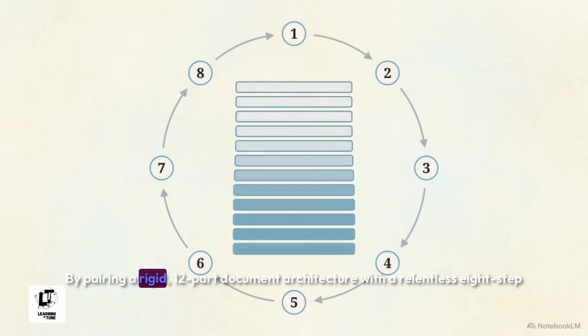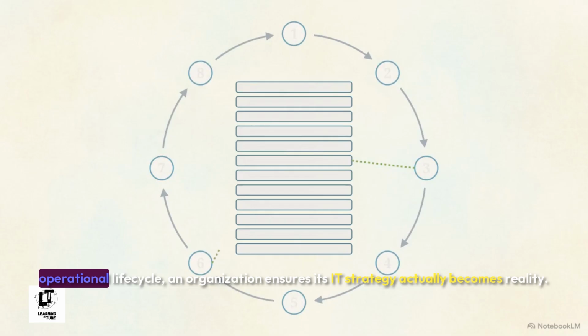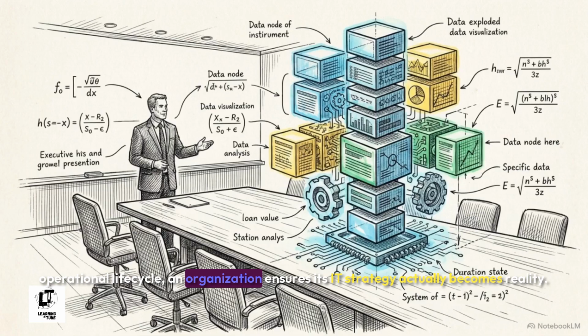By pairing a rigid 12-part document architecture with a relentless 8-step operational lifecycle, an organization ensures its IT strategy actually becomes reality.